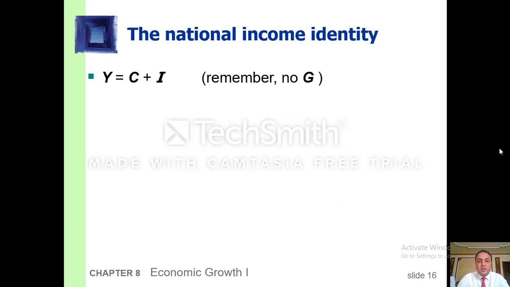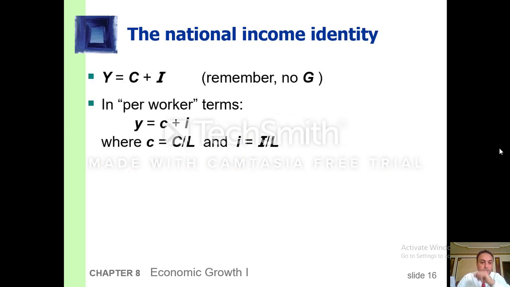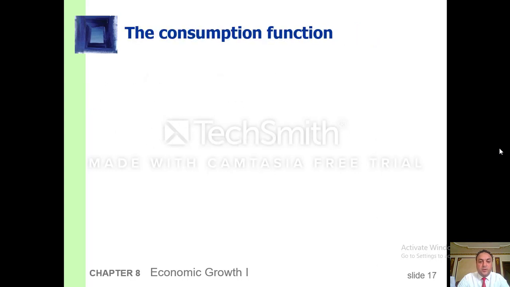So let's go back to the national income identity. We don't have government spending here, so Y, the output, equals the consumption plus the investment. In per worker terms, we can see here y small equals c small plus i small, that is, the output per worker equals the consumption per worker plus the investment per worker, where c small equals the consumption divided by the labor, and investment per worker also equals investment divided by the labor.